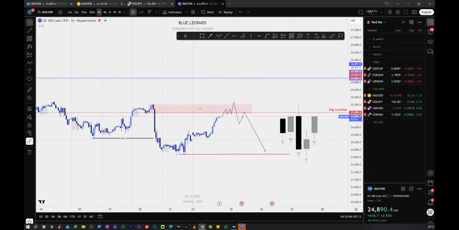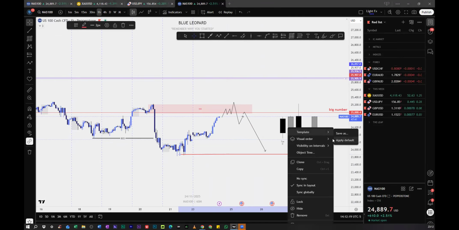So that's it, guys. I hope you had some value in this call. This is what I guess will happen on Nasdaq, because this is the obvious zone that we can see here. This is a target. The liquidity target is down here.